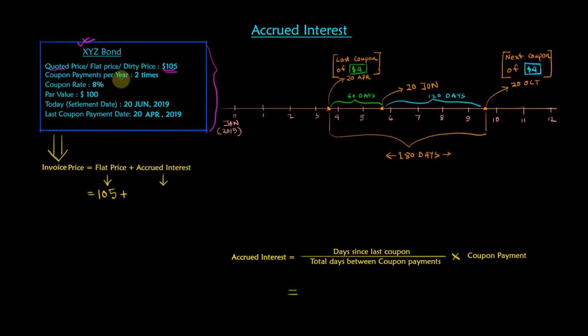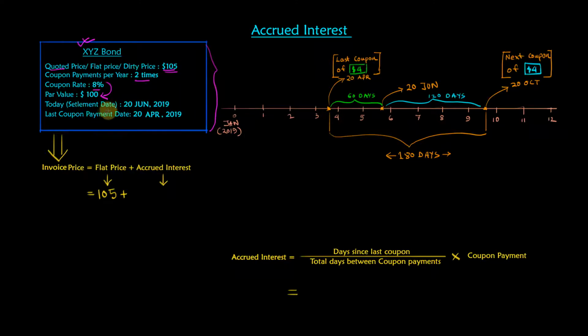And what are the coupon payments per year? 2 times. This means that it is a semi-annual coupon paying bond. So we'll receive coupon payments 2 times in each year. The annual coupon rate is 8%. This implies that we'll receive 8% of the par value as coupon payment annually. That is $8. But since we'll be receiving coupon payments twice in each year, we'll receive 2 coupon payments of $4.